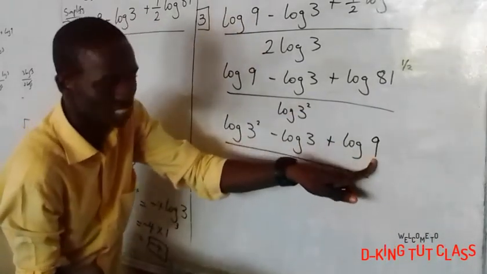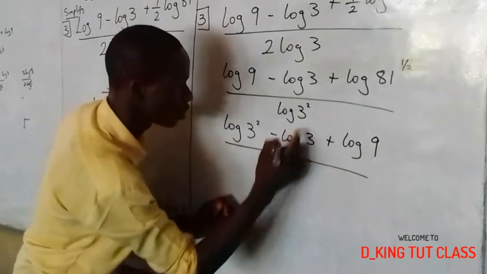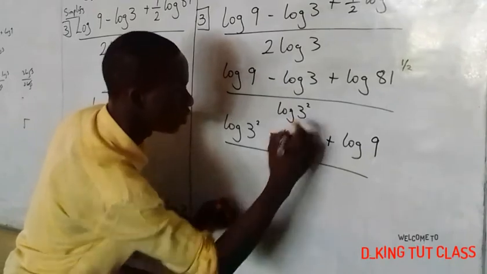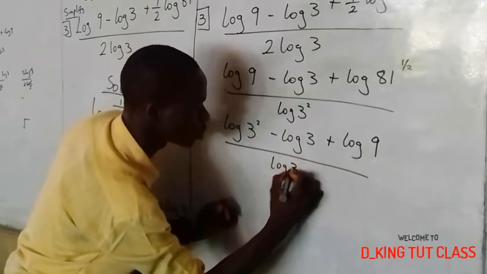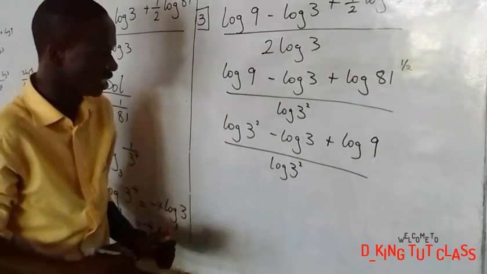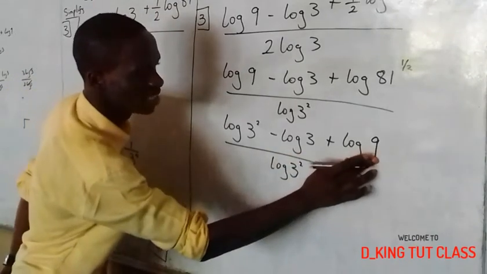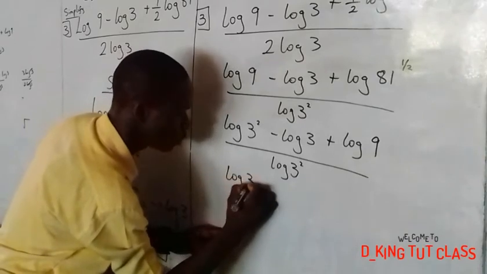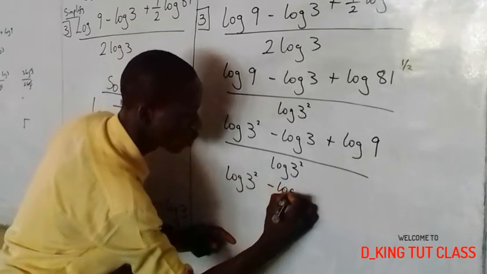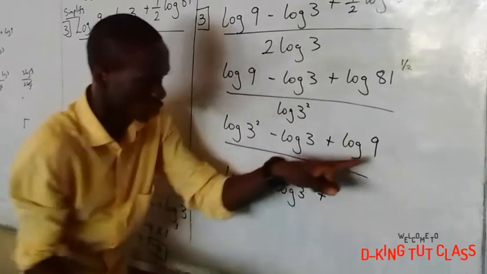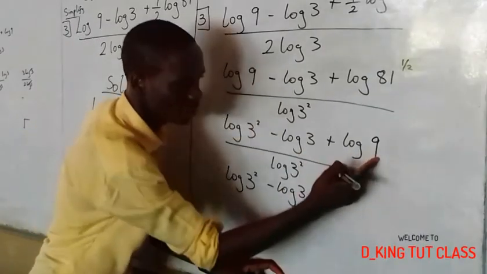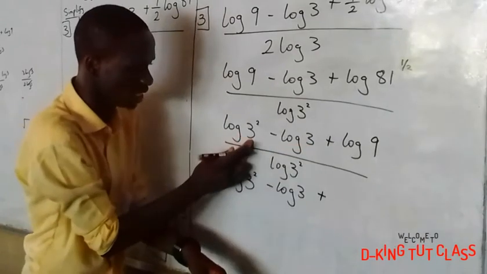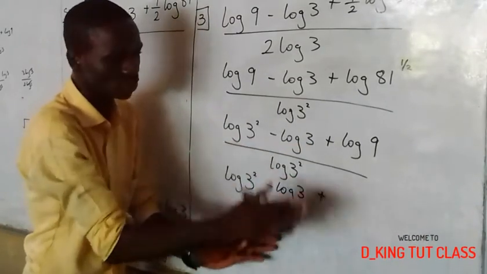Then divided by, okay. So since I've been able to get this one, I'm having 9, I can write this one, taking it backward, as log 3 raised to power 2. You're getting it? Okay, so from here now, you can also write this 9 in the form of a power. So if you're having log 3 raised to power 2 minus log 3 plus, you can also write this log 9 such that you'll be having this as an index form. Now, why am I writing this? Because I'm having 3 here, I'm having 3 here. This one I can make it as 3 to make everything uniform.